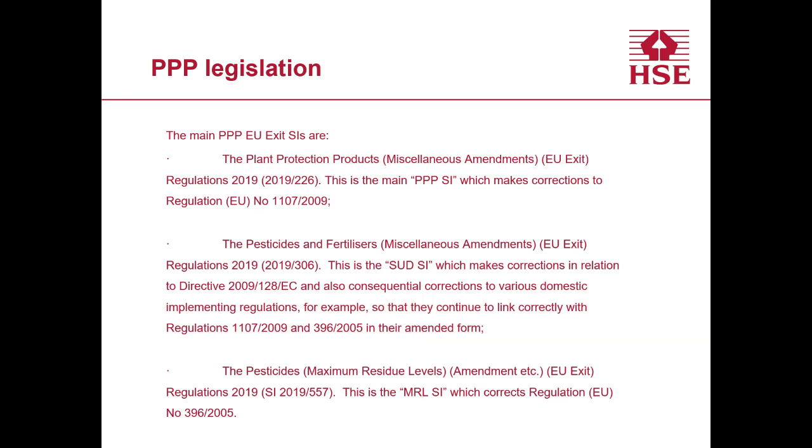So we've got a number of exit statutory instruments, so that's secondary legislation that had to go through Parliament to do these corrections. And I won't run through the titles, but you've got them there for the record. There's one that corrected 1107, the authorisations regulation. There's another one that corrected references to the Sustainable Use Directive and brought that into national law, and other bits of implementing legislation. There was another one to correct the maximum residue levels regulation, so 396 was brought into GB law by amending it through that statutory instrument.